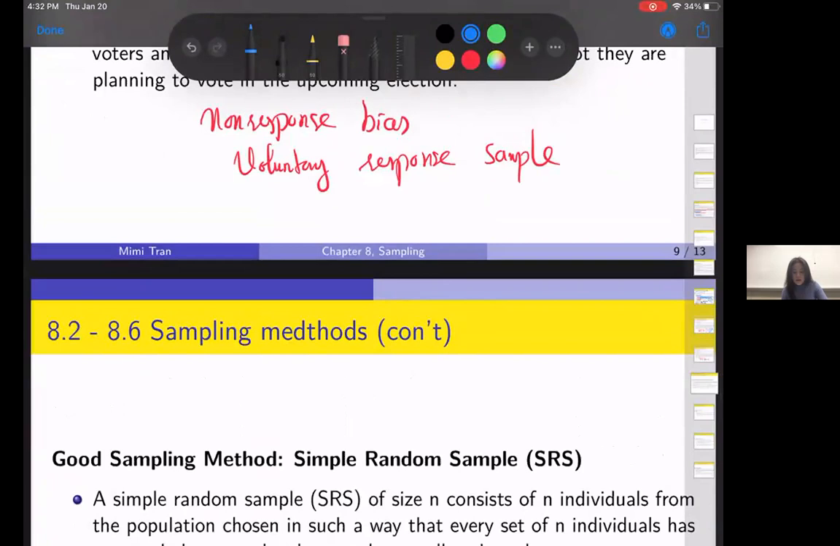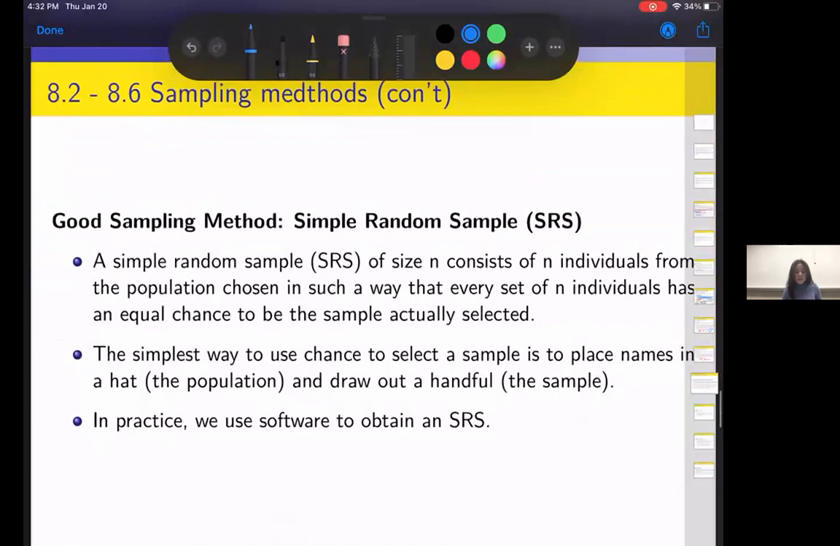All right. Good. Now, good sampling. The simplest one will be the simple random sample. Right. What is a simple random sample of size n? n could be any number, right? You want 10 people in your sample, 20 people, 100 people, 1,000 people, doesn't matter. So just put the letter n here. A simple random sample of size n consists of n individuals from the population chosen in such a way that every set of individuals has an equal chance to be the sample actually selected. They have equal chance to be selected, right?